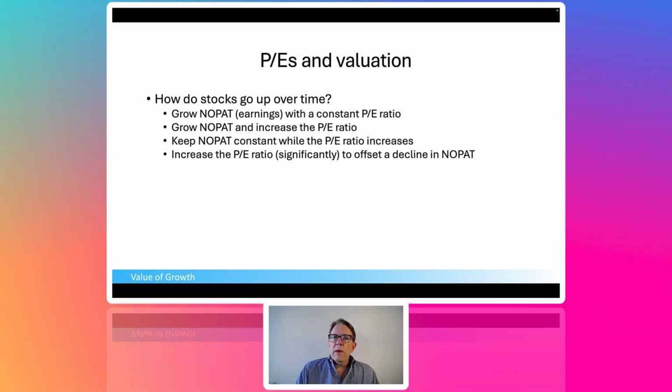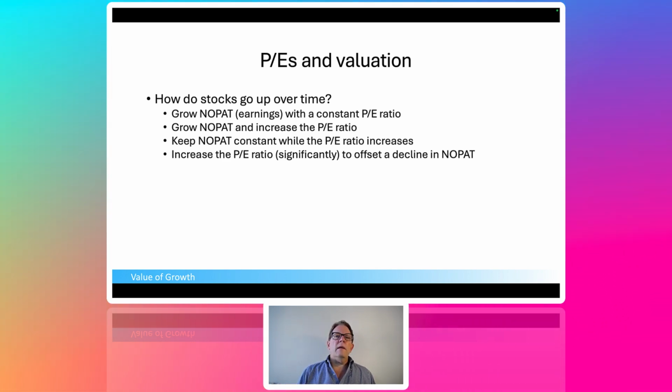So here's a simple question. How do stocks go up over time using PE as your primary tool? And if we're long a stock, we want it to go up. There are 4 ways that stocks can go up in this framework. One is you grow NOPAT, grow your earnings, with a constant PE. And there are a lot of investors that really focus on that. There is some assumption that the PE will stay constant over time. I'm going to really talk about that in this video.